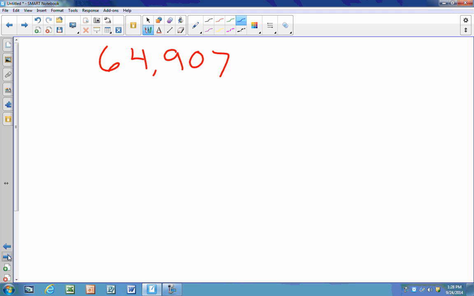Here's another example. This time my largest place value is the 10,000s. So I do 6 times 10,000.